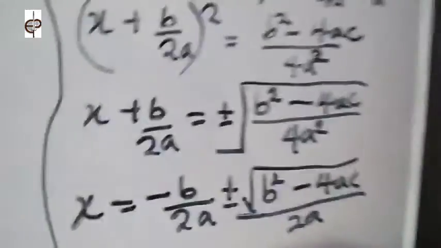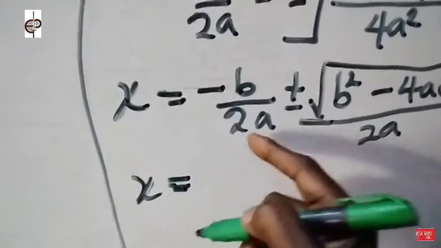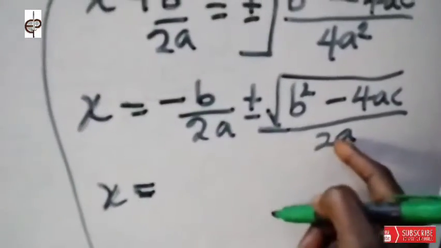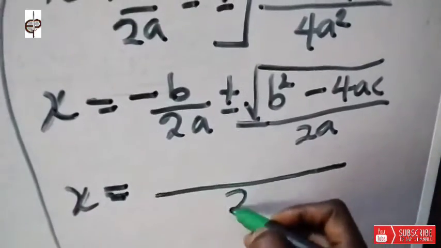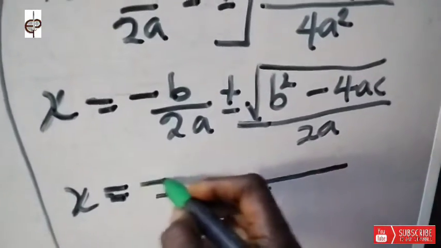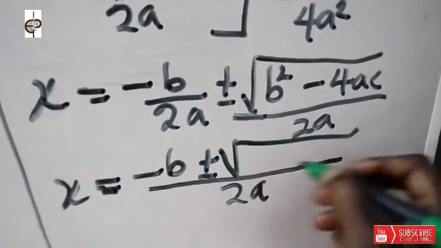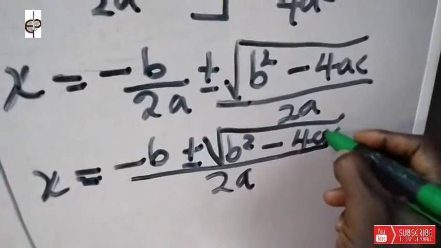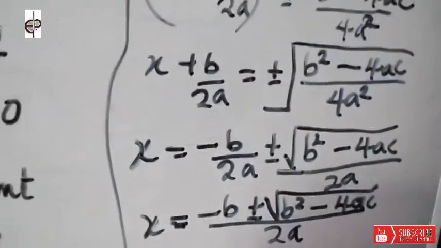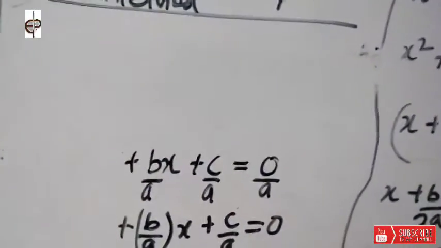So we come to this place and we have this left. Since 2a is common to both denominators, joined by plus or minus, we can take it as the LCM and you'll be left with x equals minus b plus or minus the square root of b squared minus 4ac, over 2a.